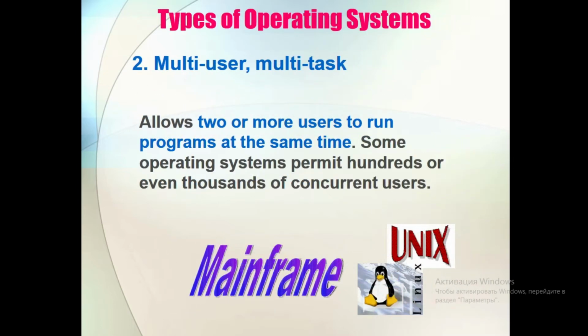The second, multi-user, multitask, allows 2 or more users to run programs at the same time. Some operating systems permit hundreds or even thousands of concurrent users. Example, mainframe, Unix, Linux, and Windows operating system.